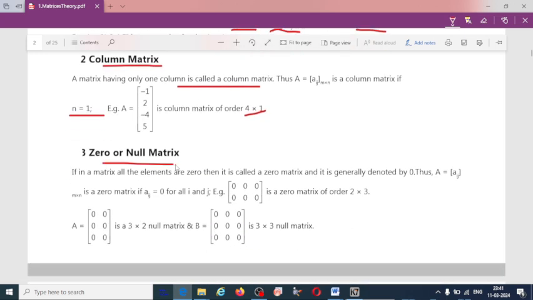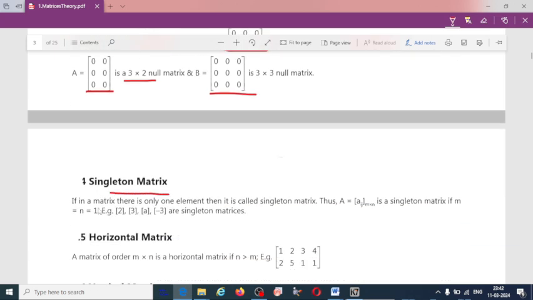Zero or null matrix. If a matrix has all elements equal to 0, then it is called a zero matrix, which is denoted by 0. Here is the example, this is a 2 cross 3 matrix, all the elements are 0. This is a matrix with 3 rows and 2 columns, 3 cross 2. This is a 3 cross 3 null matrix.